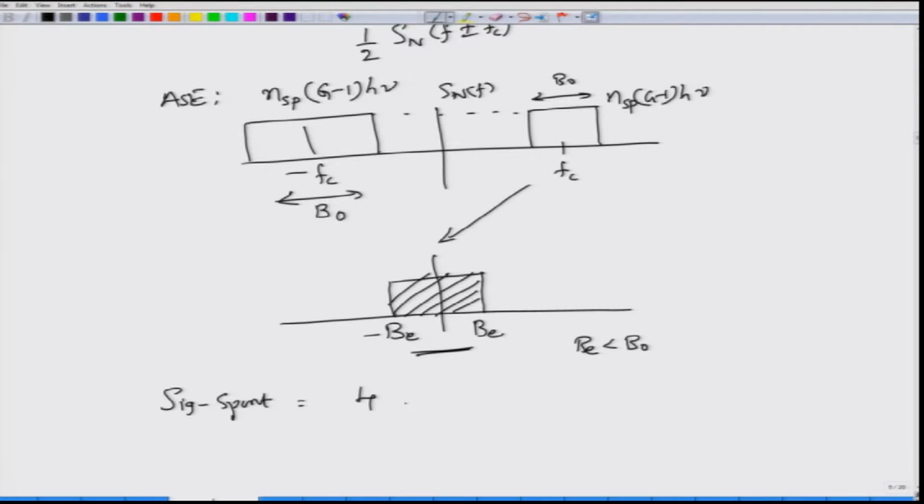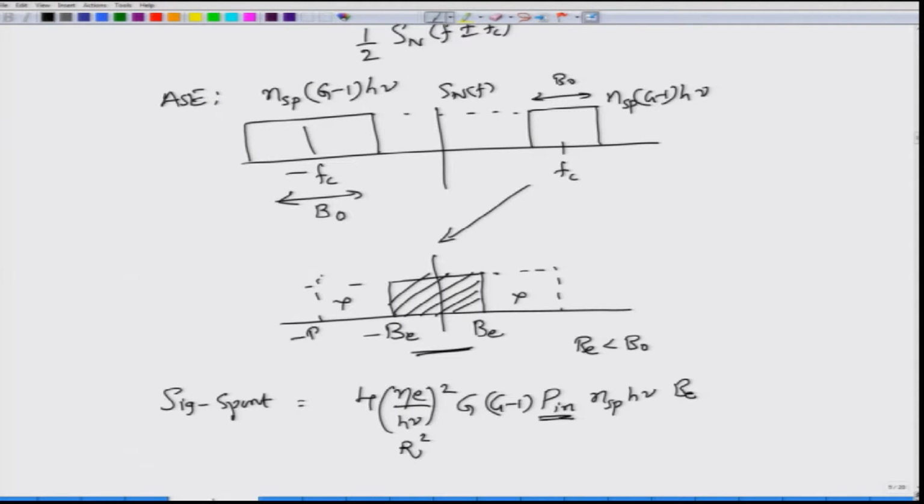When you do that, the signal spontaneous variance you are going to get will be 4 eta E by h nu whole square. Please remember that this is nothing but responsivity R square (G minus 1) P in, where P in is the input power, NSP h nu times BE. The optical bandwidth will be sitting here, and this area is not accounted for. This is at minus B0 by 2 and B0 by 2, but BE is lower than B0 and therefore this would be out. So, this is the signal spontaneous term.